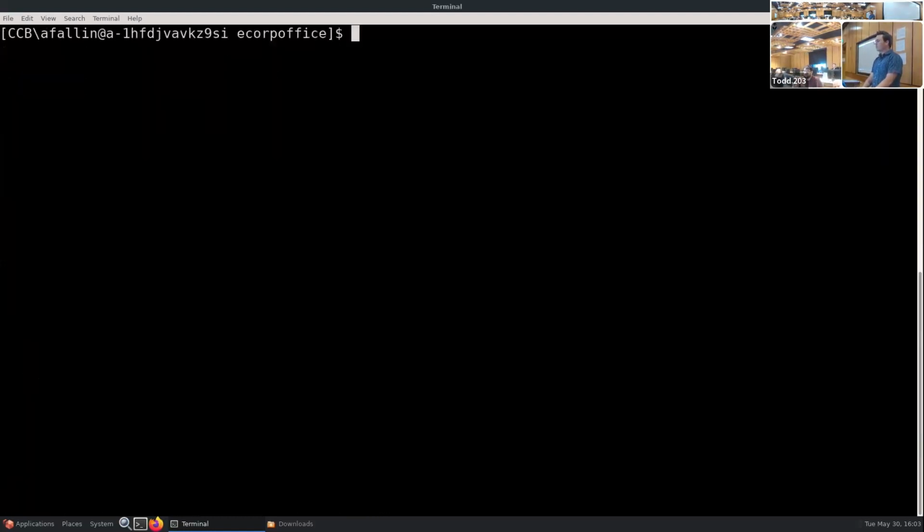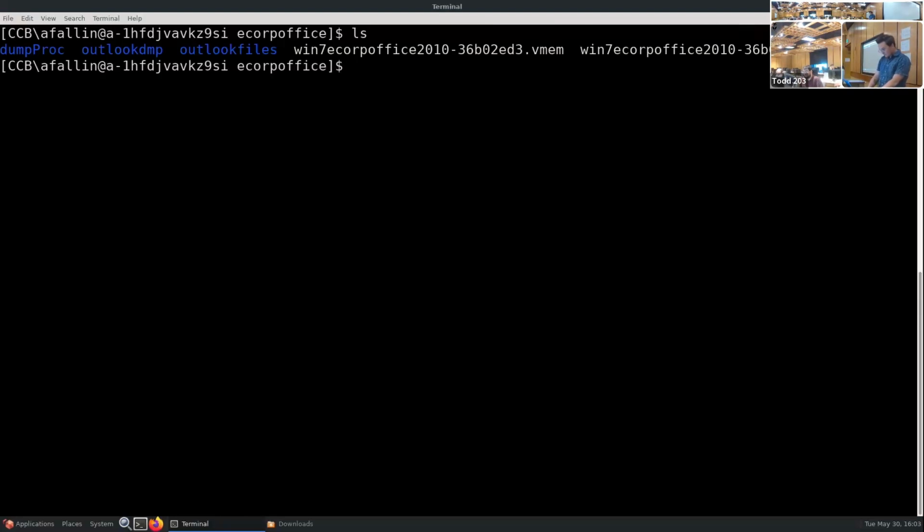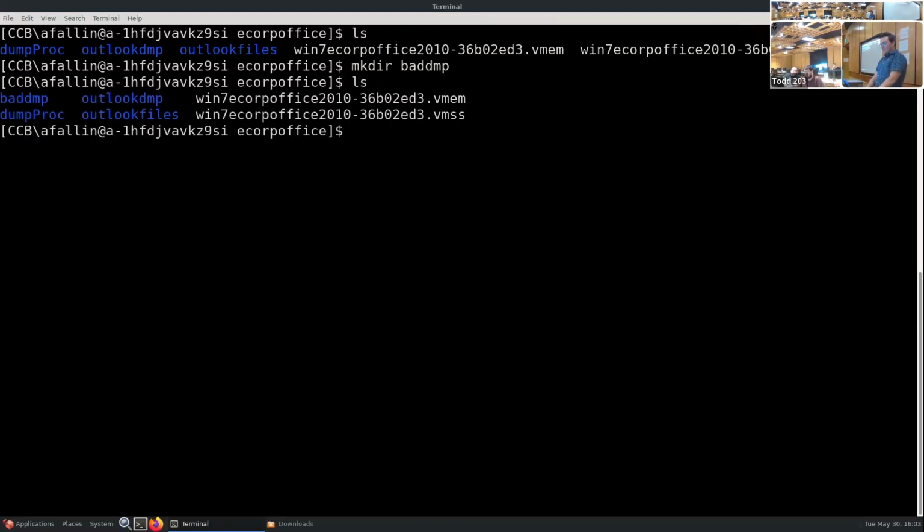So let's say we want to pull down the malicious process. We're going to do a dump process so that we can get all the files associated with our potentially malicious process. To do that, we're going to want to make a directory. I'm just going to call it bad DMP. We see that bad DMP exists right there. We just made that. That's where we're going to send our output.